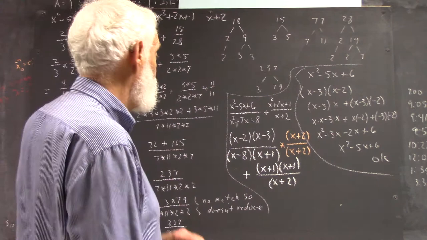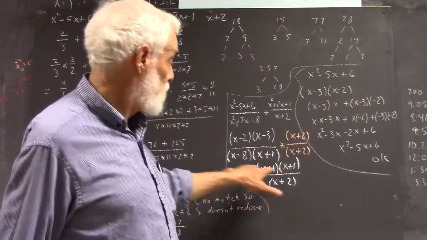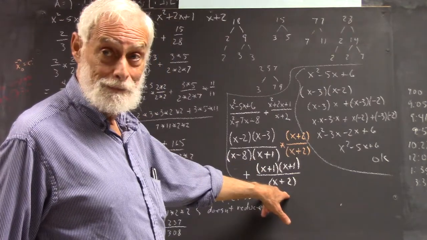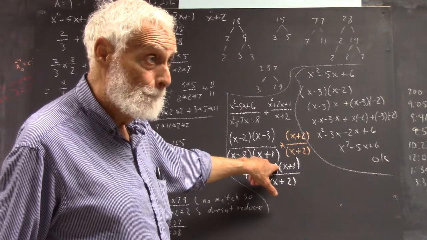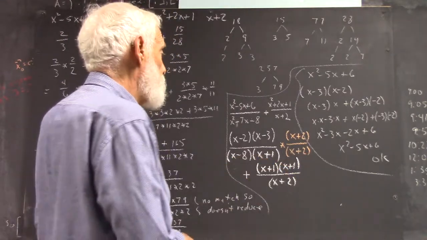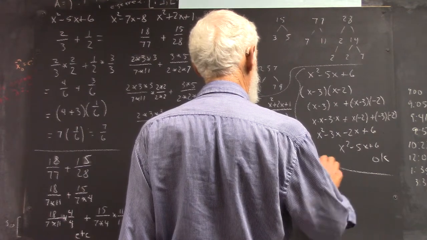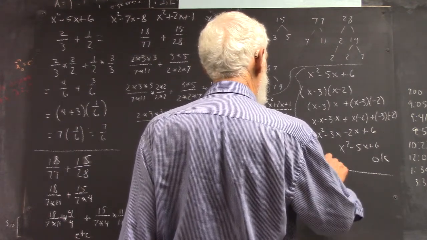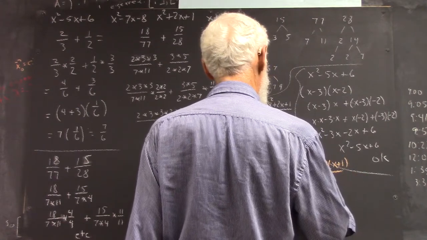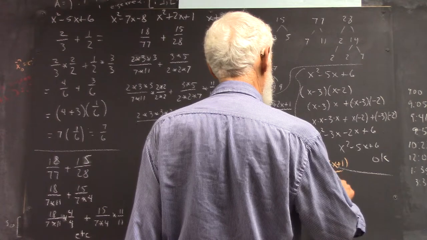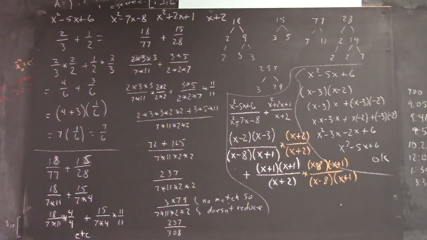Now, we have to have the same denominator. Has this denominator got anything this one doesn't? Well, yeah, it's got the x minus 8 and the x plus 1, right? So I have to multiply this by x minus 8 times x plus 1 over x minus 8 times x plus 1. Okay?